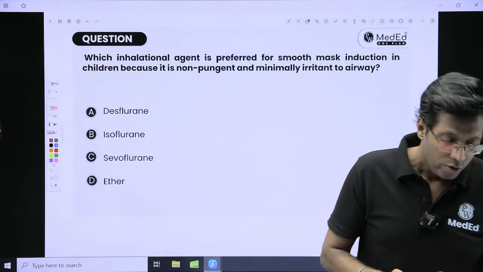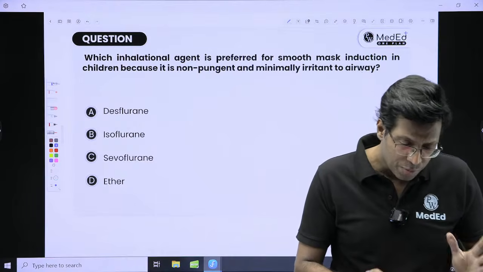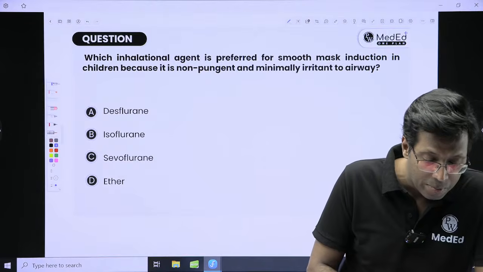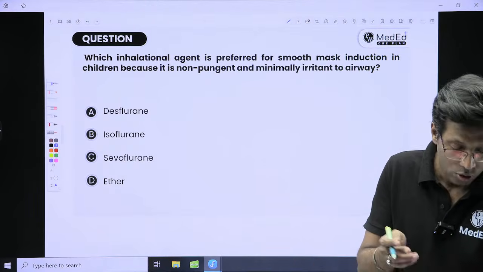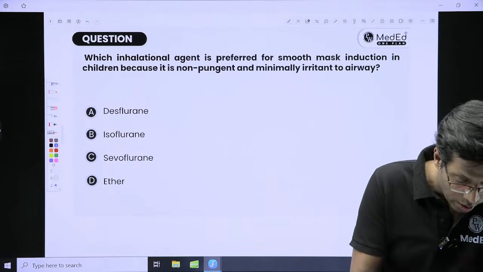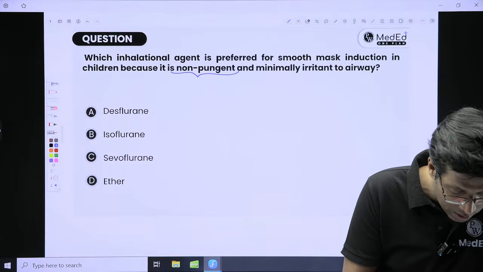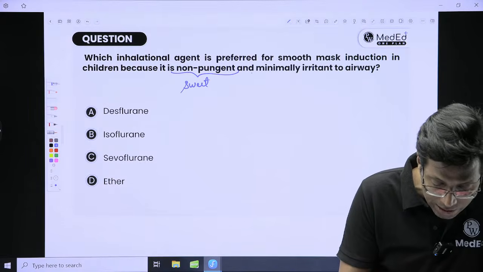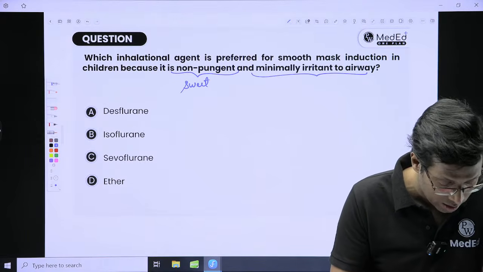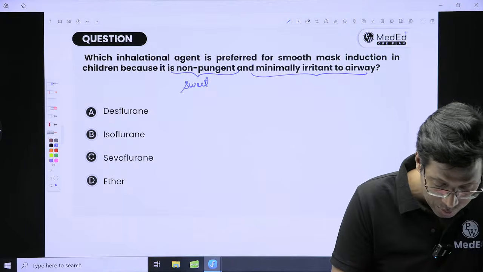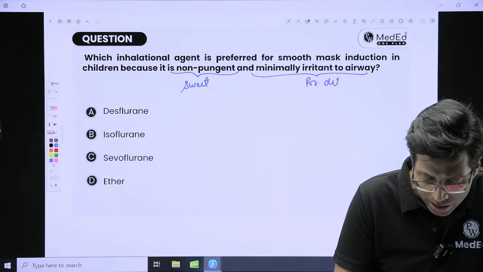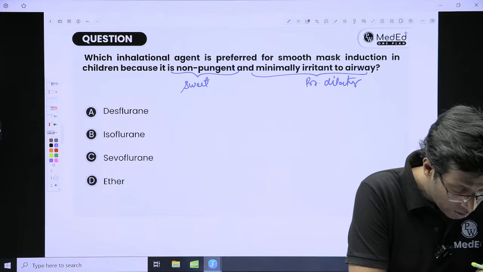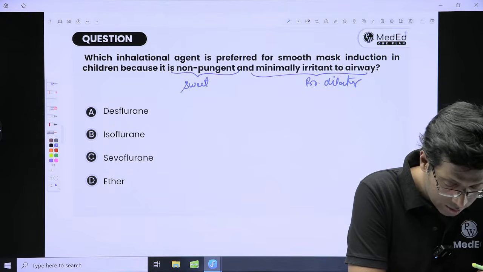Next one. Which inhalational agent is preferred for smooth mask induction in children because it is non-pungent and minimally irritant to the airway? You guys have given me the answer before. Non-pungent means sweet smelling. ठीक है, sweet smelling, minimal airway irritant. It's not irritant. In fact, this drug is a bronchodilator. ठीक है, what is the answer then? Is it desflurane, isoflurane, sevoflurane, or ether?